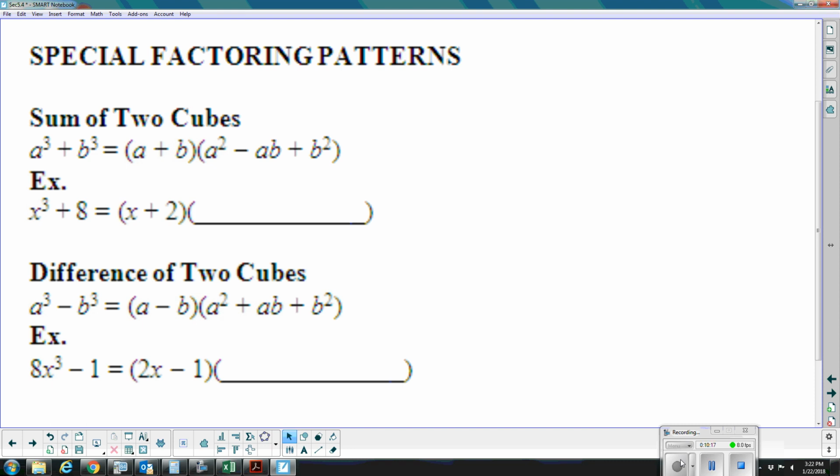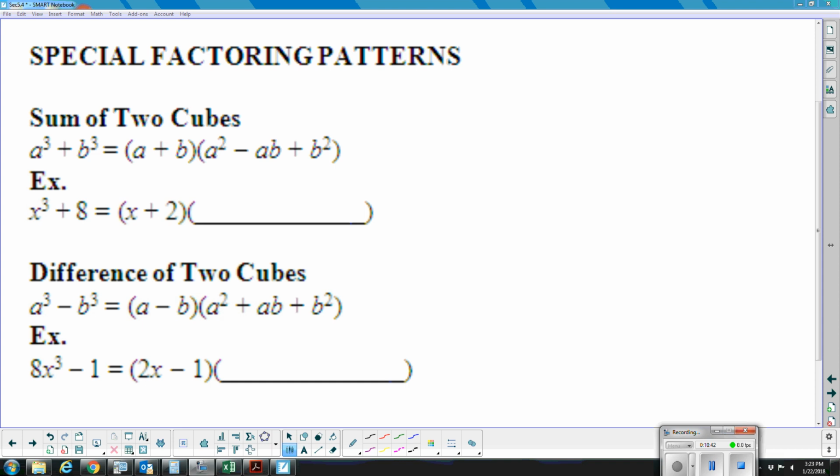Now we've already talked about the sum of two squares and the difference of two squares, but now that we're getting into larger polynomials, these rules with cubes are often helpful as well. Right, so let's look at this sum of two cubes. It has the rule there for you, a plus b times a squared minus ab plus b squared.